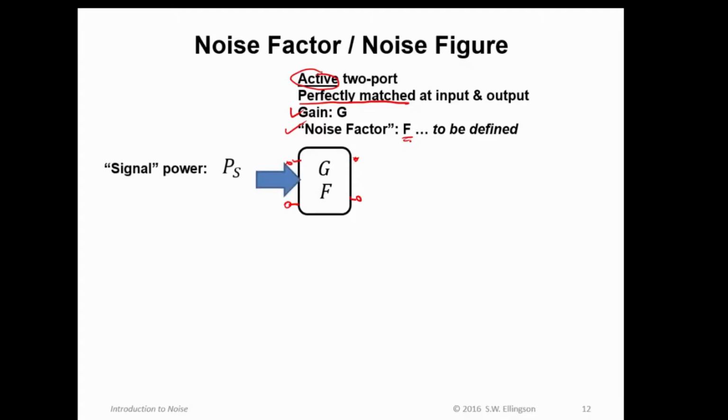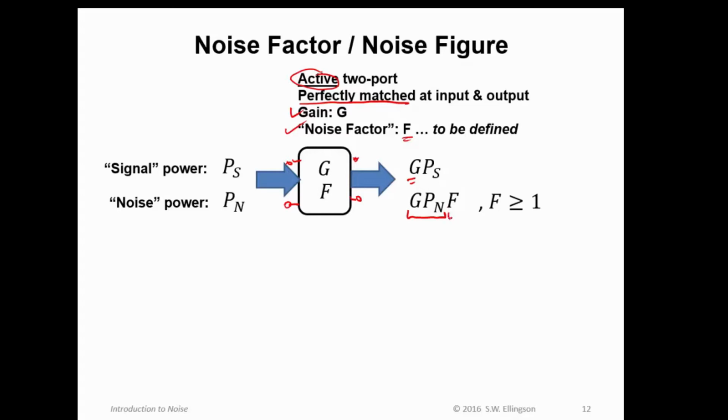First, I apply some signal power, P sub S here. So P sub S is signal power applied. And out the back comes G times P sub S, right? The signal power is increased by the gain of the two-port. Similarly, I have some noise power applied to this thing, P sub N. And the noise power that comes out, if there were no noise intrinsic to the two-port, would be G times P sub N. But this two-port has some noise intrinsic to it, internal to it.